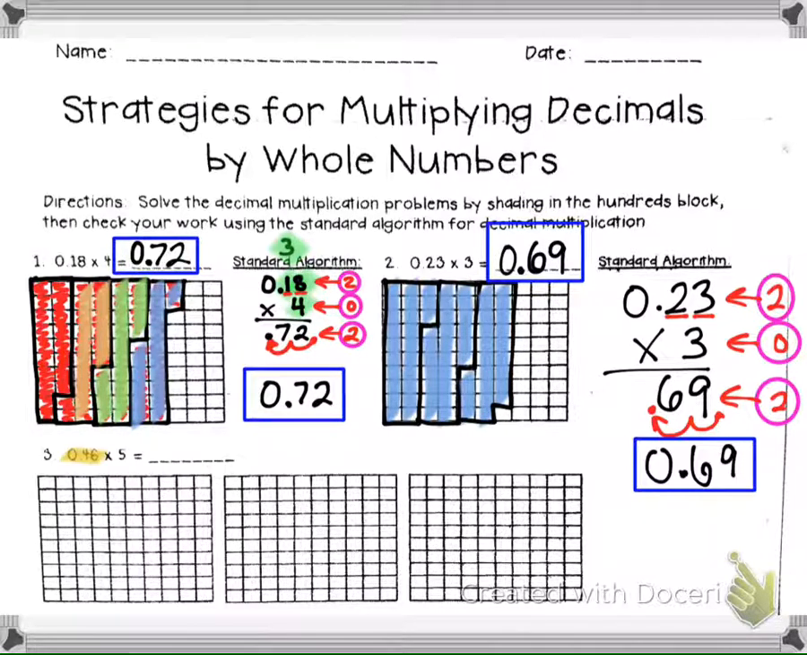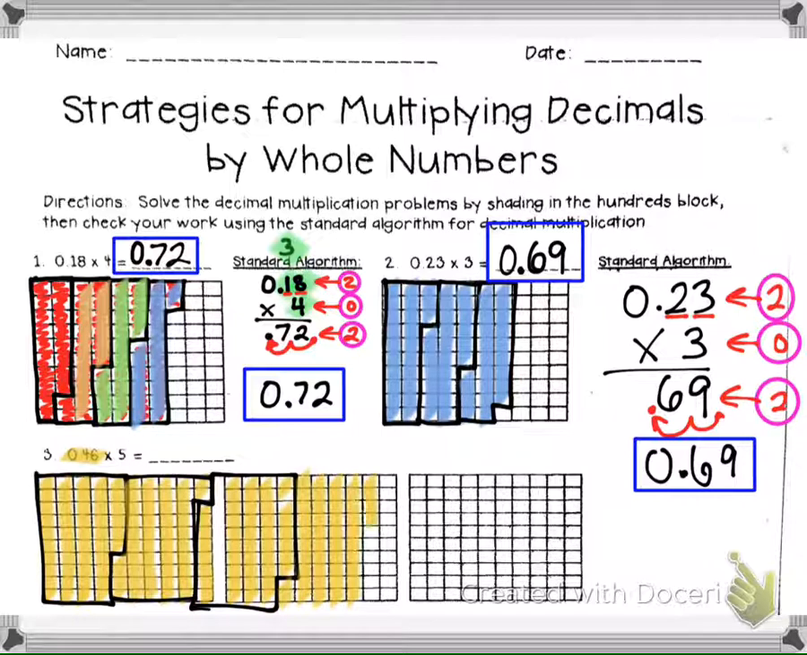Number 3, going a little faster, we have 46/100ths, and we have 5 sections. We need 5 sections of 46/100ths. So 1, 2, 3, 4, that gives me 40. 6 more, that's 46 hundredths. And then I go ahead and do the next one. 46 hundredths, 46 hundredths, 46 hundredths, and 46 hundredths.